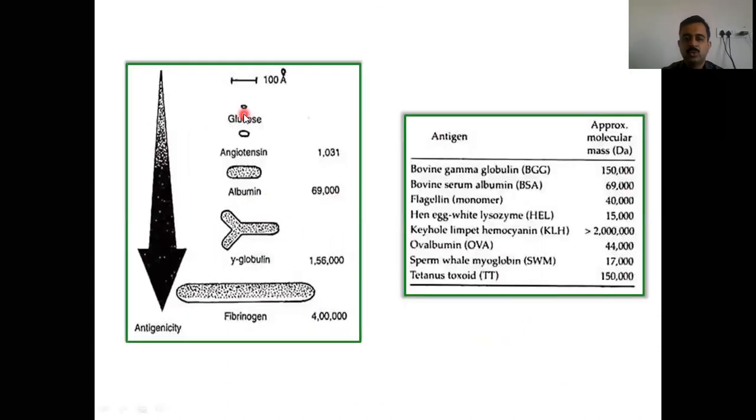See here, glucose molecules, very small, angiotensin. See here, there is a molecular weight that has been given. Hemoglobin, fibrinogen, 4 lakh, gamma globulin, 1 lakh 50,000. The antigenicity has increased here. You can easily see the examples that have been given. So antigenicity ultimately increases with the molecular size.